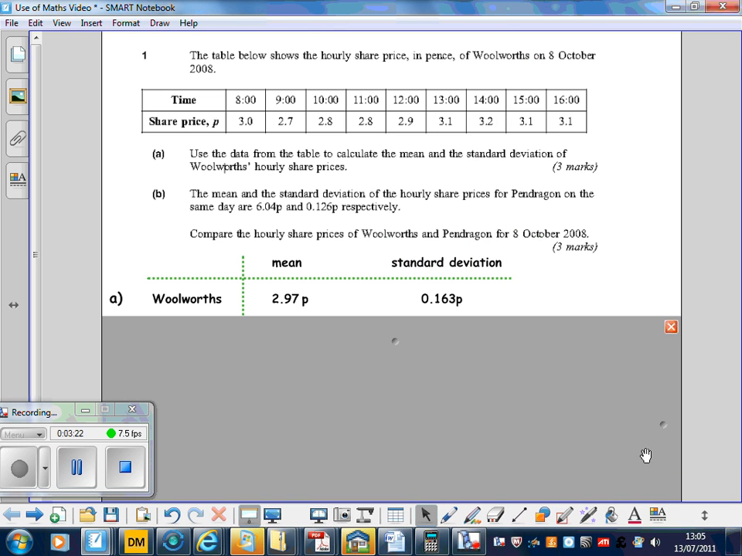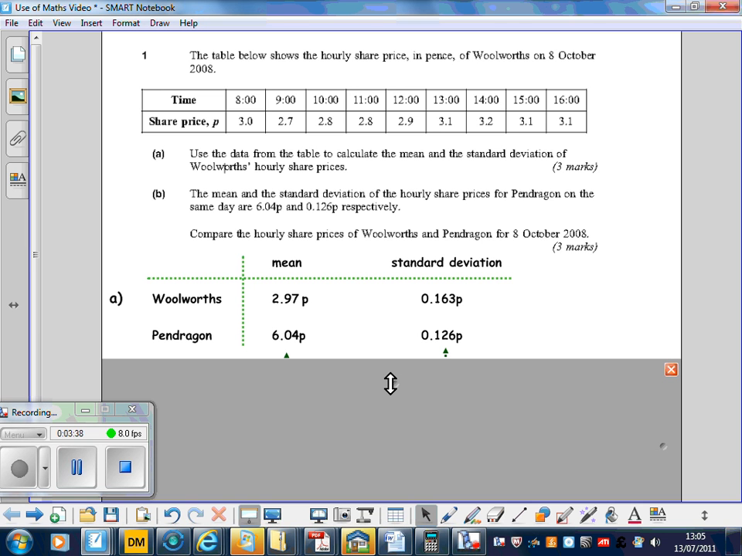Now let's look at the next part of the question. For option B, the mean and standard deviation of the hourly share prices for Pendragon on the same day are 6.04 and 0.126 respectively. Okay, so I filled those in earlier. We've got to compare them, and we're going to get 3 marks for comparing the Woolworths and the Pendragon share prices. So let's look first at the mean, where we can see that Woolworths 2.97, that's just under 3. Pendragon 6.04, that's just over 6.